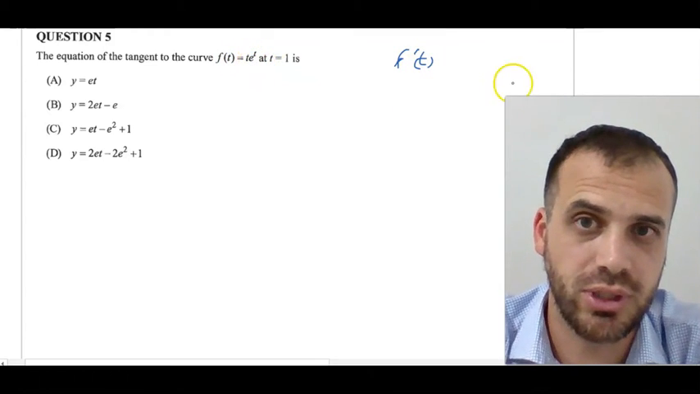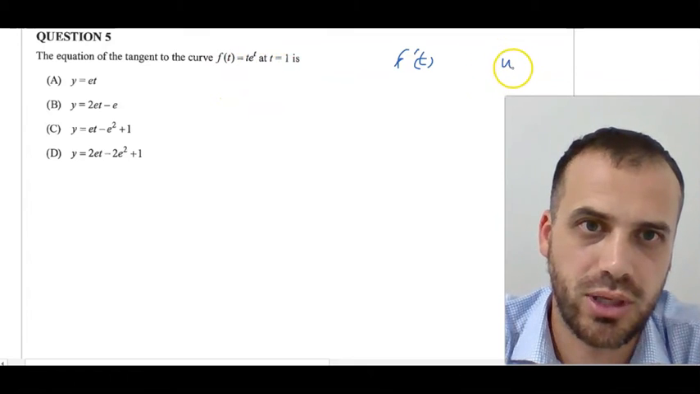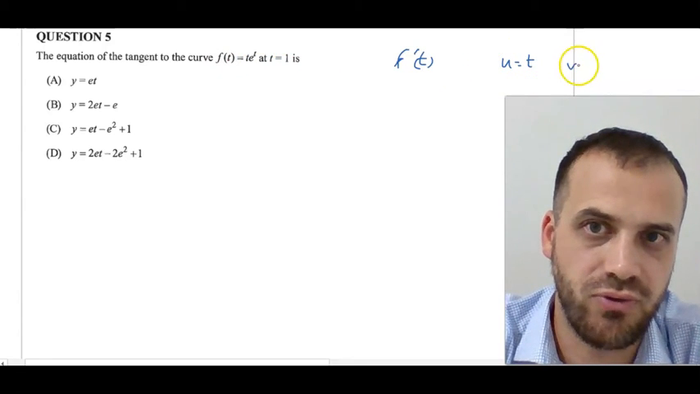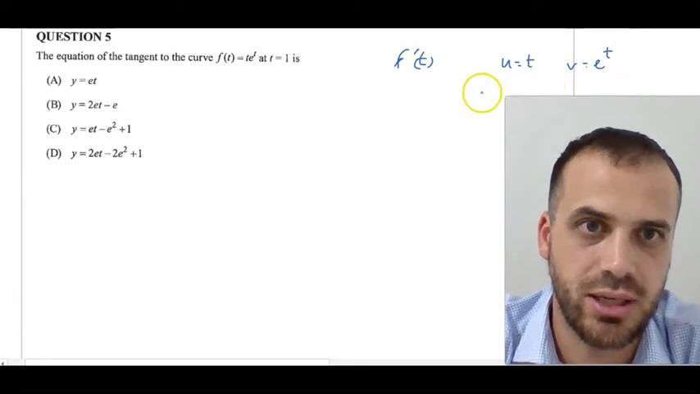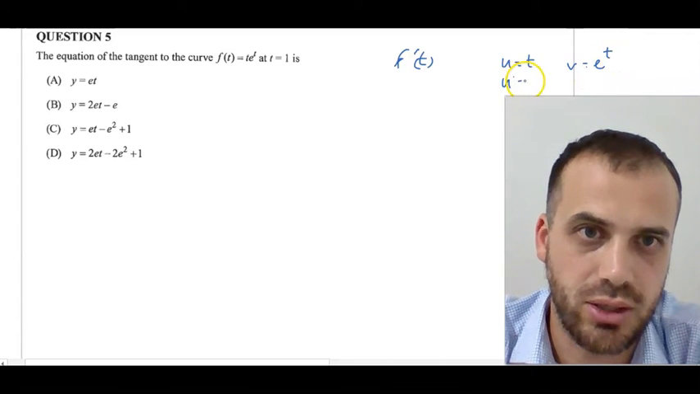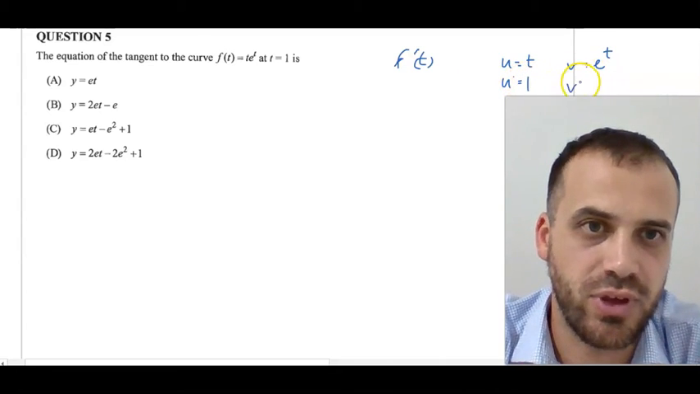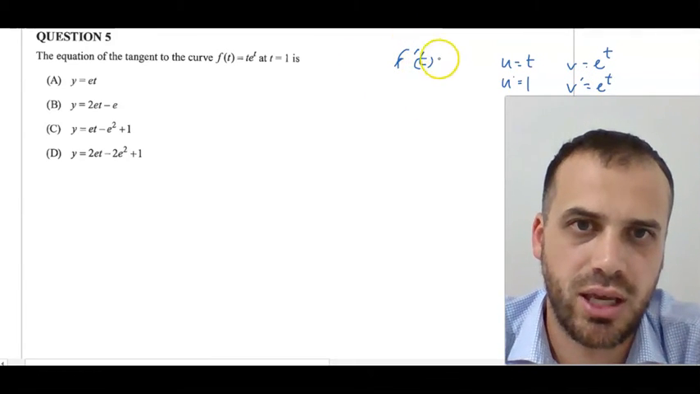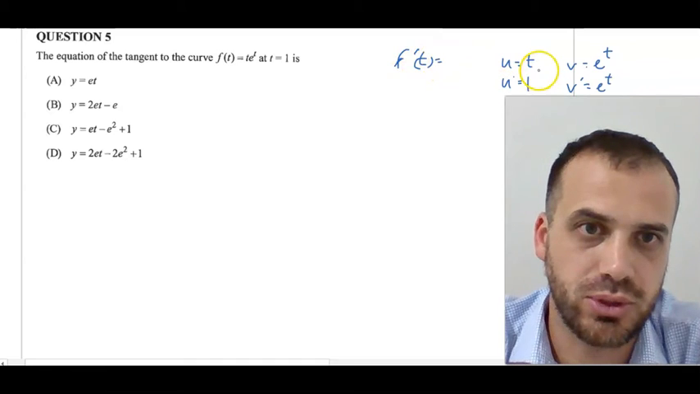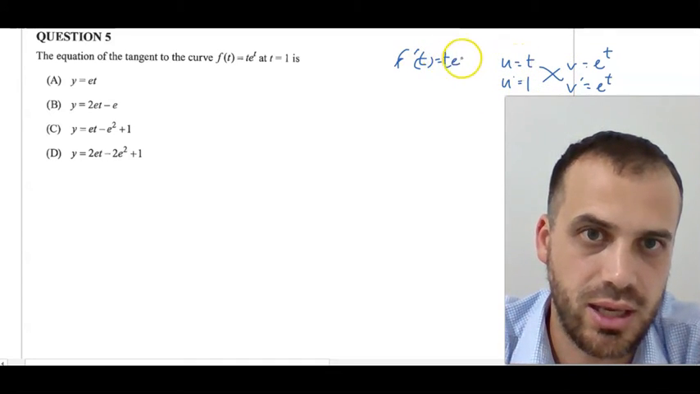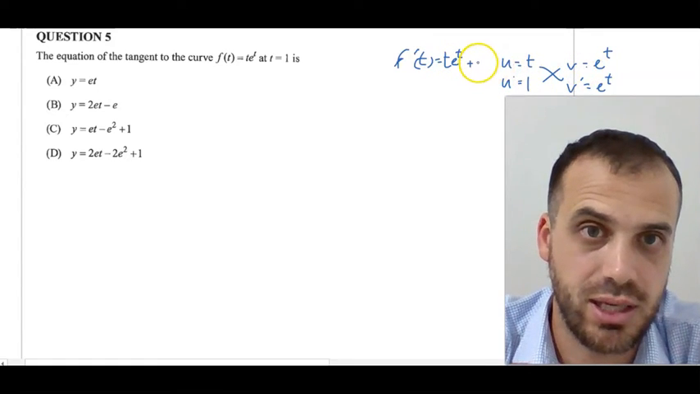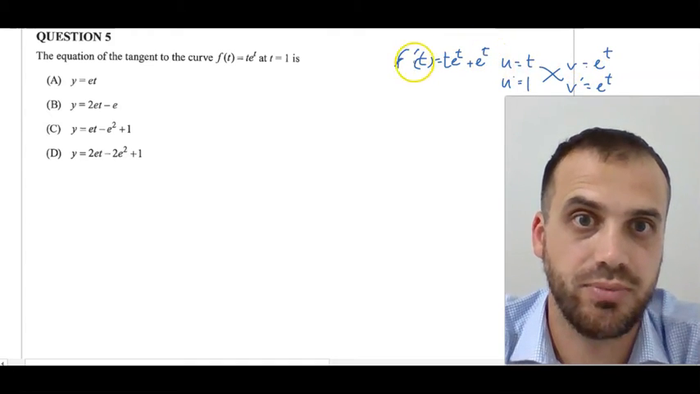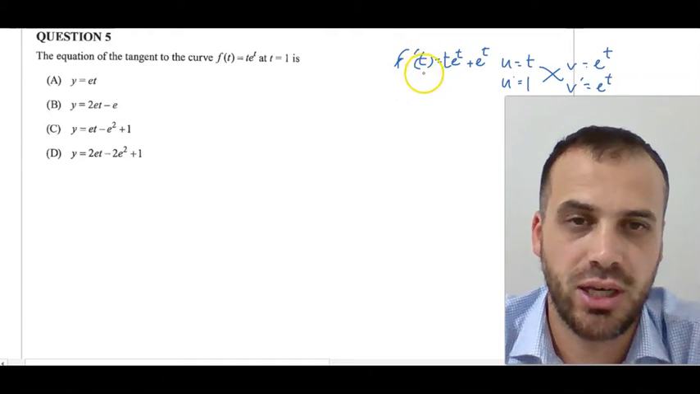It's a product rule. So if we let u equal t and v equal e to the t, u dash will be equal to 1 and v dash will be equal to e to the t. Which means that f dash t is going to be equal to this times this plus this times this. So t e to the t plus 1 times e to the t, which is just e to the t. All right, so there's our f dash.